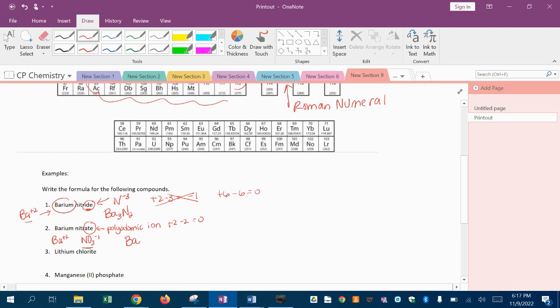But nitrate, what are we going to multiply that negative by? Remember, that also means -1. What do we need to multiply that by to get a -2? Well, that would be a 2, because -1 times 2 is -2. So we need 2 nitrates.